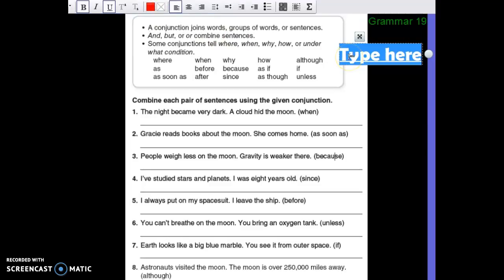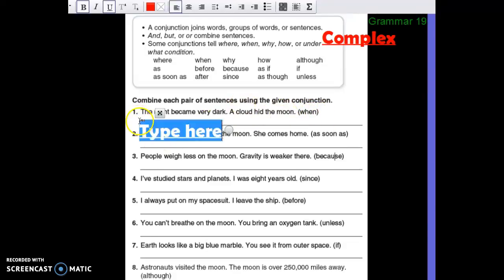We're given two ideas, and we're going to combine them with some conjunctions. It's really important that you remember today that these conjunctions help make our sentences complex. Okay, so let's take a look at number one. It says, the night became very dark. A cloud hid the moon. We're going to use the conjunction when to combine these two ideas.